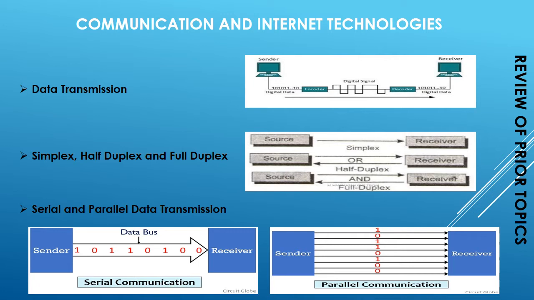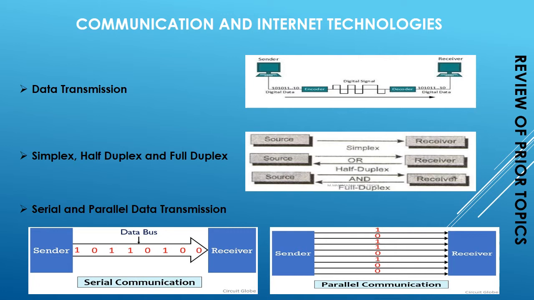After that, we talked about 3 modes of communication: simplex, half-duplex, and full-duplex. These 3 modes of communication basically emphasize the direction of the flow of data. So, in simplex data transmission, data is sent from sender to receiver in one direction only. Example is television broadcast. In half-duplex data transmission, data is transmitted from source to destination or from destination to source, but one at a time.